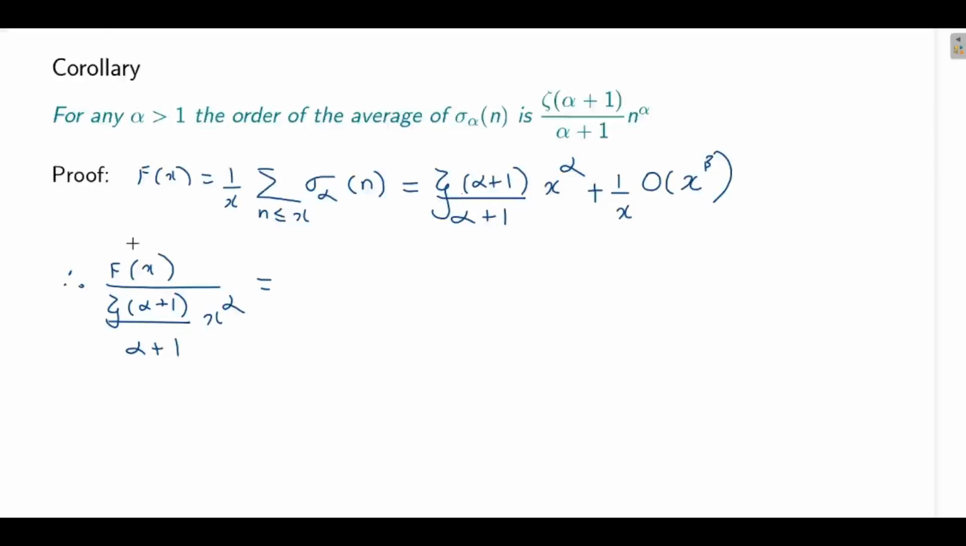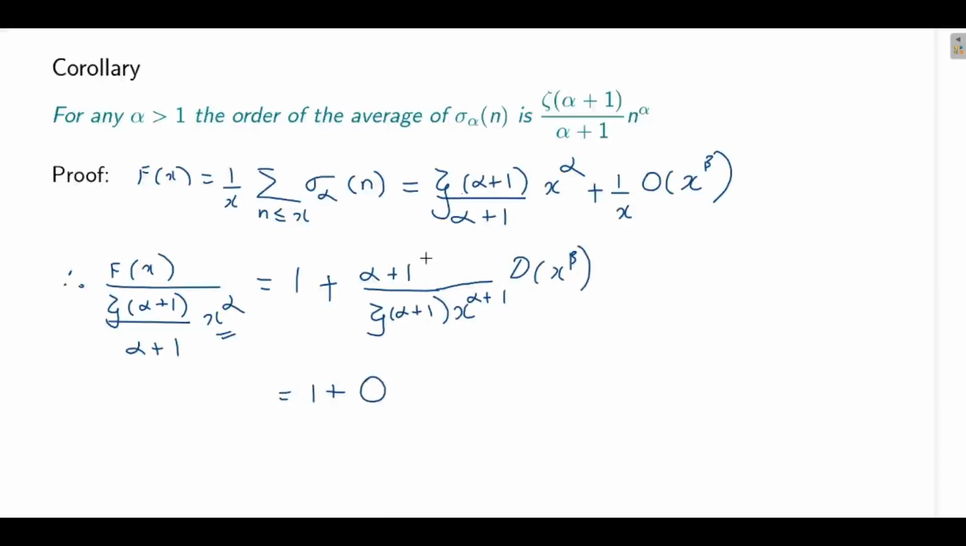Now what happens to f of x upon this term? You're going to get 1 plus alpha plus 1 upon zeta of alpha plus 1, x raised to alpha times x, that is x raised to alpha plus 1, into big O of x raised to beta. But this is 1 plus big O of, this full part here is a constant, and you have big O of x raised to beta upon x raised to alpha plus 1, that is x raised to beta minus alpha minus 1.